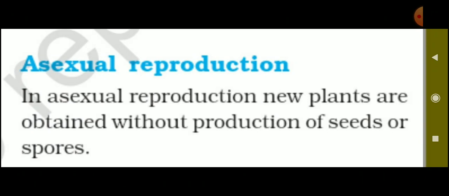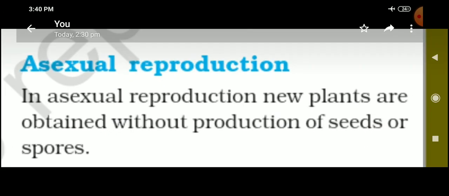Okay, next. Now we are going to discuss asexual reproduction. Asexual reproduction: new plants are obtained without production of seeds or spores. Underline or bracket the words. What is meant by asexual reproduction? Asexual means without, the absence of sexual. So without is very important. New plants are obtained without production of seeds or spores. That's all. That is asexual reproduction.